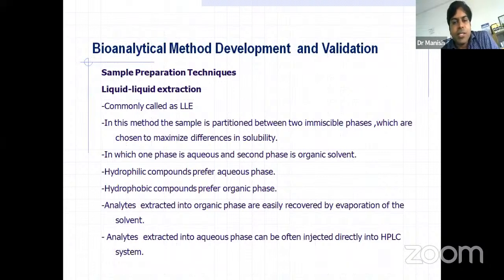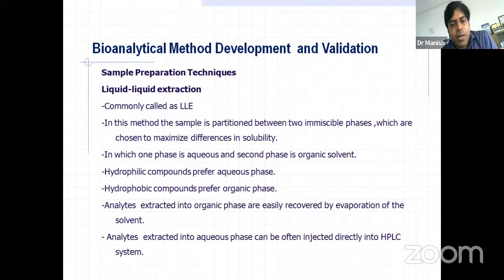Suppose the drug is moving into the aqueous phase, so we need to immediately separate the organic phase from the aqueous phase, and then undergo centrifugation. Then the supernatant liquid can easily be injected into the HPLC system if it is an aqueous soluble compound. Suppose it is a hydrophobic compound, which has moved into the organic phase.